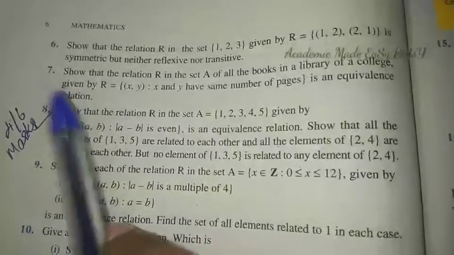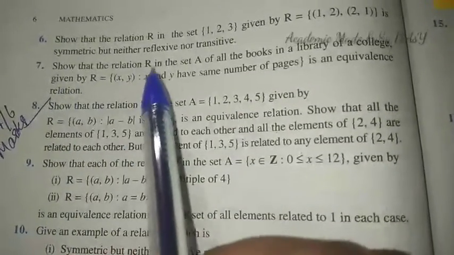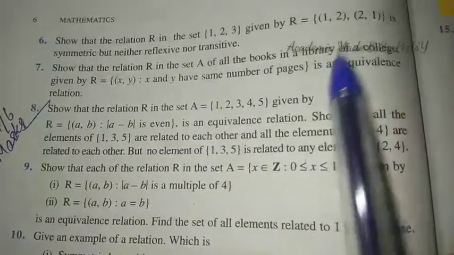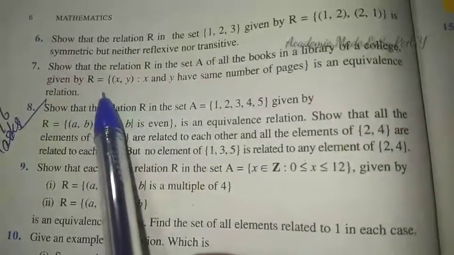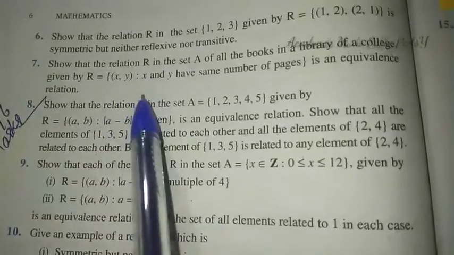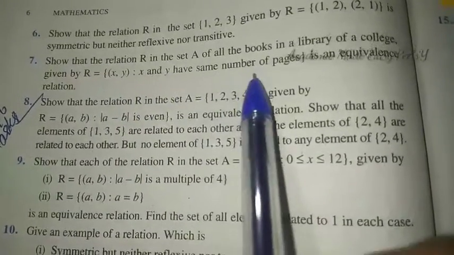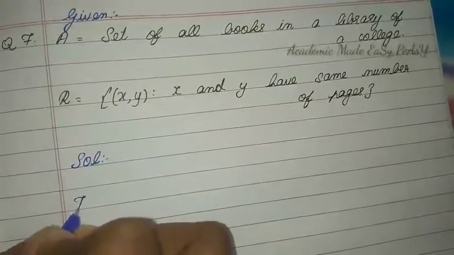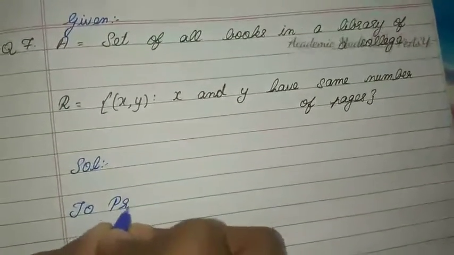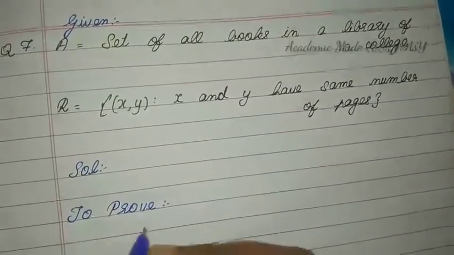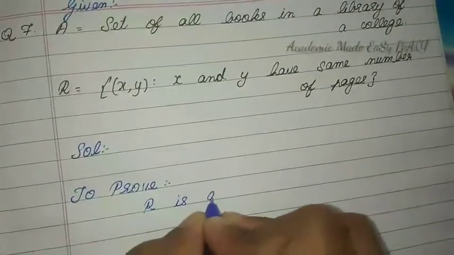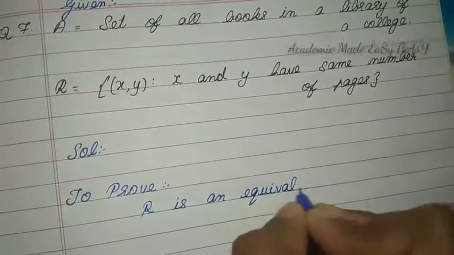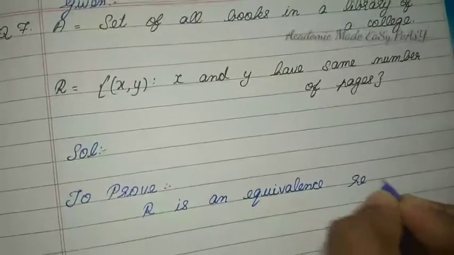Now we'll move on to the 7th question. Show that the relation R in the set A of all books in a library of a college, given by R equal to (x, y) such that x and y have the same number of pages, is an equivalence relation. To prove: R is an equivalence relation.